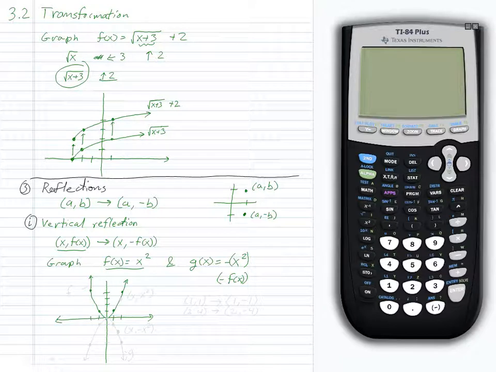The graph of g of x: if I take every y-coordinate on this graph and make it negative, well, (0, 0) can't really go anywhere. But (1, 1) will get reflected across and be at (1, negative 1) on my new graph. (2, 4), similarly, will reflect and give us the point (2, negative 4). And we'll see a symmetry about the axis on the other side.